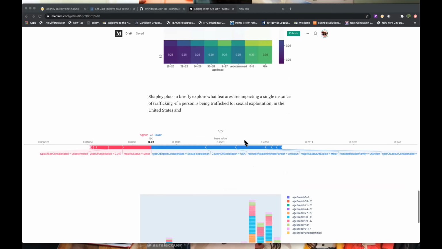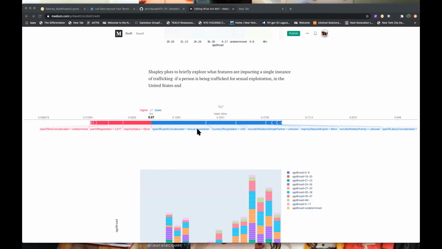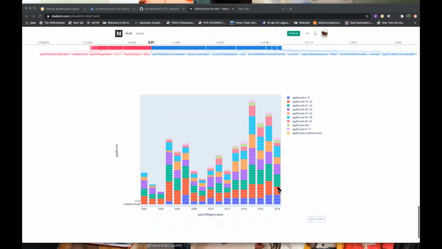And then here I just did a Shapley plot to compare one instance of being trafficked, and you could read about it more. And then here I just did a graph about the data set, from the year 2002 to 2018, the amount of people being trafficked and their age.